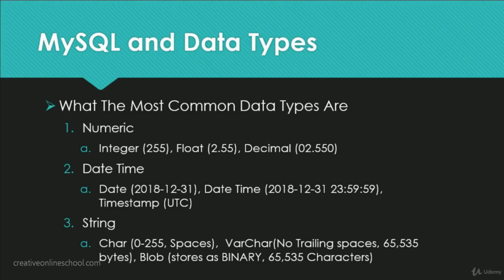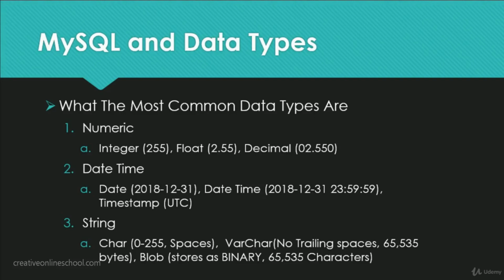Char can store information of up to 255 characters in length, and it fills any remaining room with spaces, so it's always the same size. Next, we have varchar. Varchar, instead of having a set number of characters, is limited by the space used by the data it stores. It does not fill with spaces, so smaller strings take up less space. The maximum space used cannot exceed 65,535 bytes.